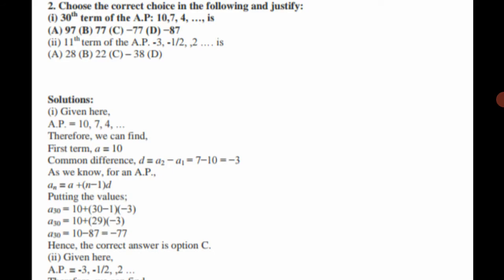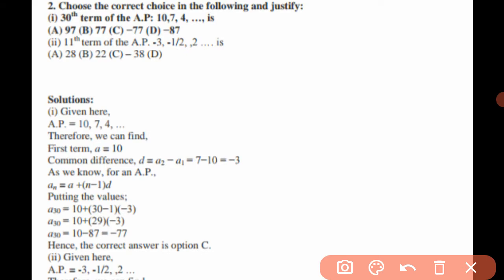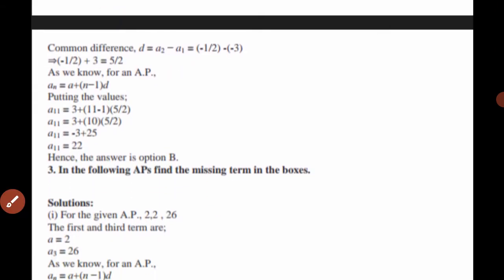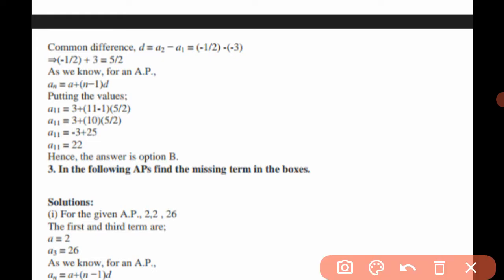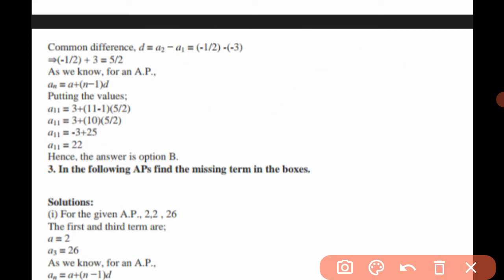Now after this, the second part. The second part is also the same. Here we have to find the 11th term, and the AP is given as minus 3, minus 1 upon 2, and 2. By solving this second part, and putting in the same values, that is the value of d and the value of an, n will be equal to 11. So the value of a11 equals 22. So in this, option B will be correct.